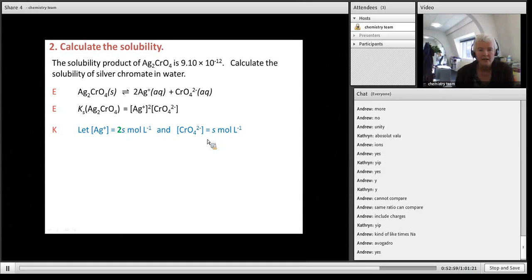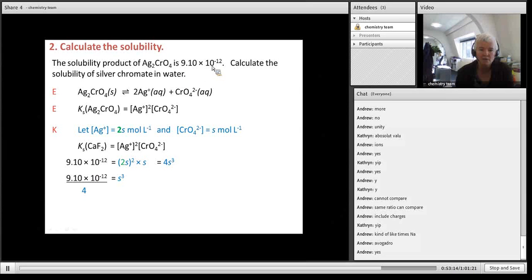Okay. Well, I've done that thing there again, but otherwise you do the same thing. And now I've substituted my Ksp value, 9.10 times 10 to the minus 12. It's been put in there. Now, I'm trying to solve for S, so to get rid of the 4 on the right-hand side, because I want it away from the S, you divide both sides of the equation by 4, because remember it's an equation, so what you do to one side, you do to the other side. So 4 divided by 4 is 1, which gets rid of it on this side, but over here, if I divide by 4, it stays.